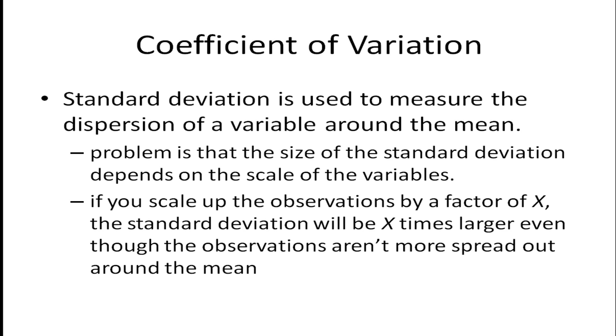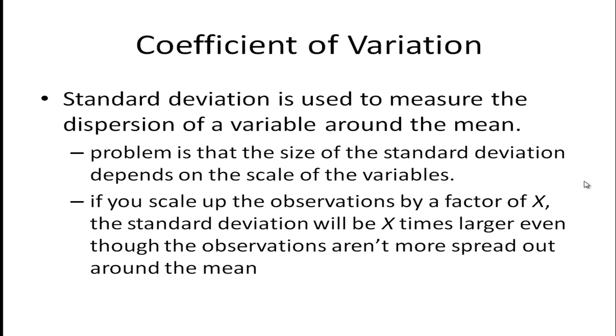I want to talk about a measure of dispersion known as the coefficient of variation. Now, you're probably familiar with the standard deviation, which is a measure of dispersion around the mean of a variable. The problem is that the size of the standard deviation depends on the scale of the variables. For example, if you scale up the observations by a factor of x, the standard deviation will be x times larger, even though the observations aren't more spread out around their mean.